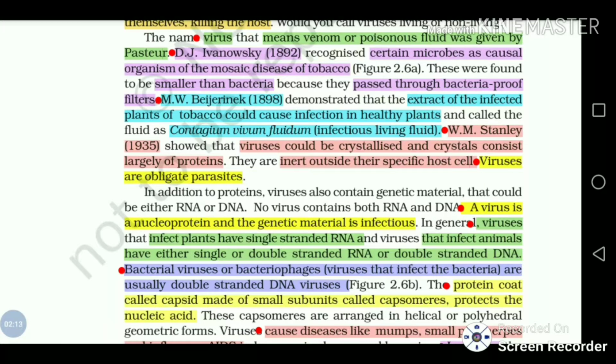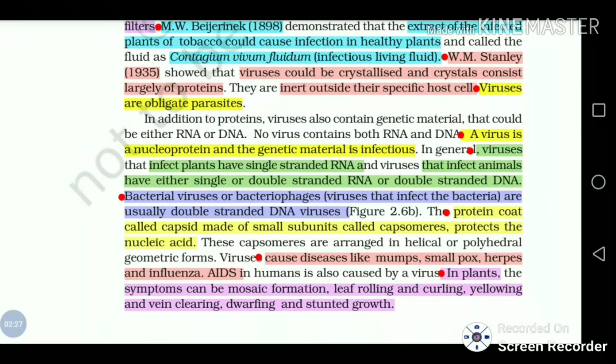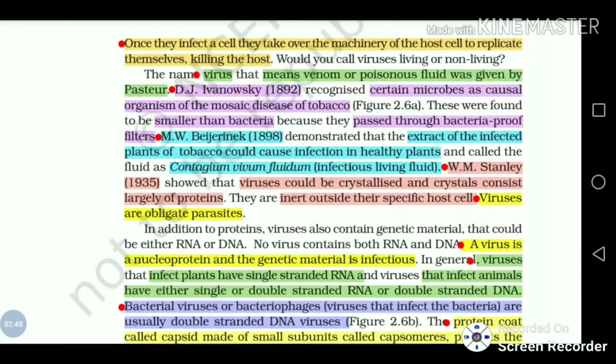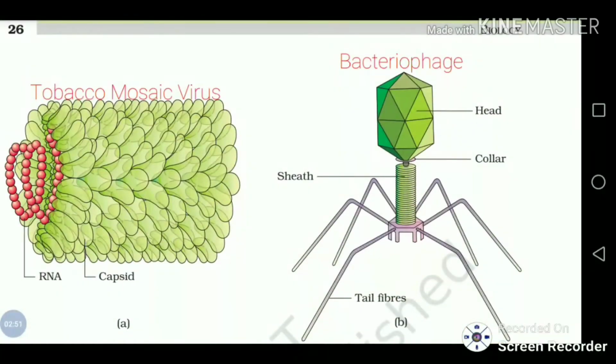Moving on to the next point, a virus is a nucleoprotein and the genetic material is infectious. It's a very important point that the genetic material of a virus is infectious. The viruses infecting plants have single-stranded RNA, and those that infect animals have either single or double-stranded RNA or double-stranded DNA. The bacterial viruses, or bacteriophages, the viruses that infect bacteria, are usually double-stranded DNA viruses. You can see the figures of the bacteriophage and the tobacco mosaic virus, and it's very important to note these figures.